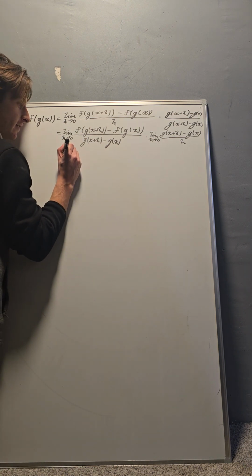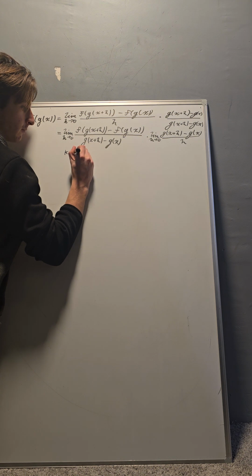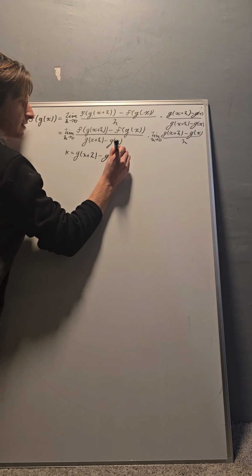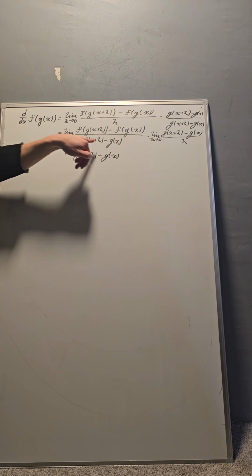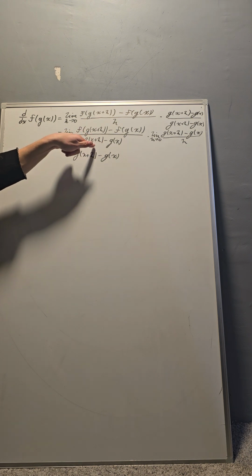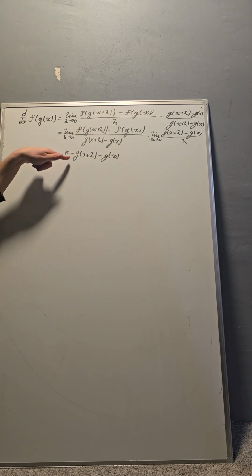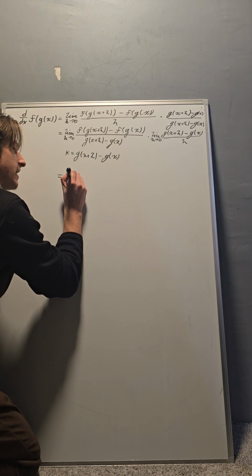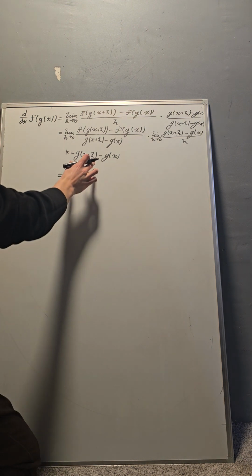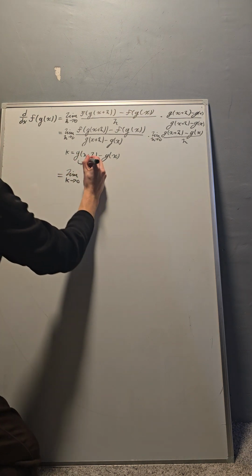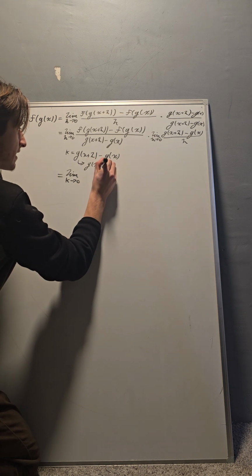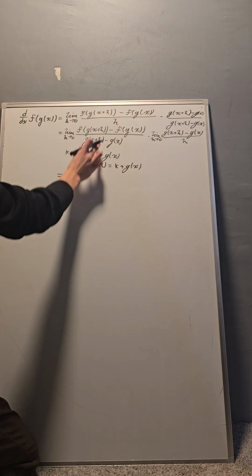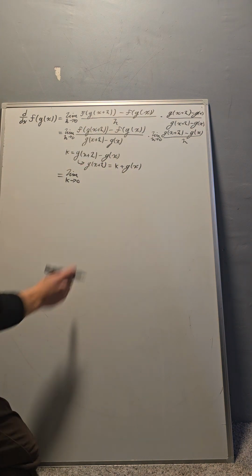And what we're going to do is let some variable k equal g of x plus h minus g of x. And you notice that as h goes to 0, it just becomes g of x minus g of x, which is 0. So as h goes to 0, k will go to 0. And we could write it as the limit as k goes to 0. And also, you could rewrite this as g of x plus h equals k plus g of x. So we could replace g of x plus h with just k plus g of x.